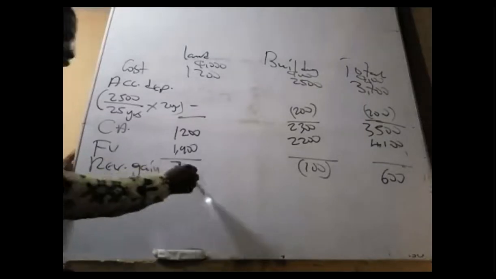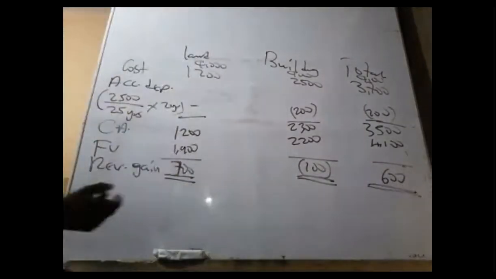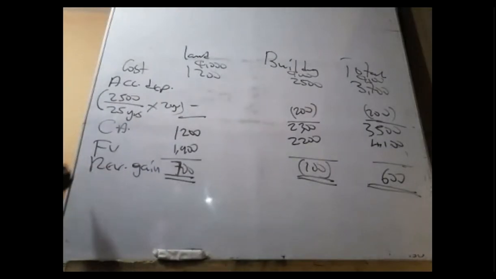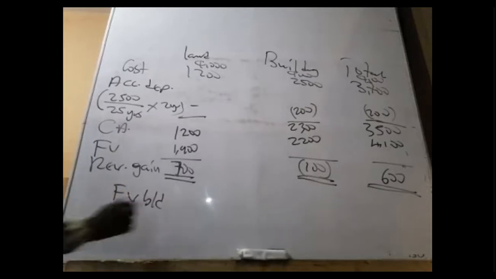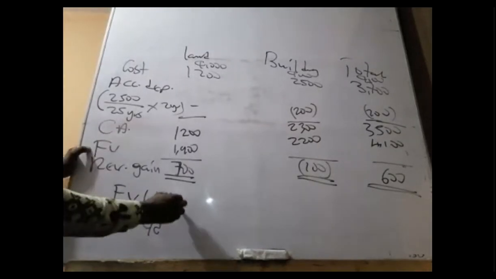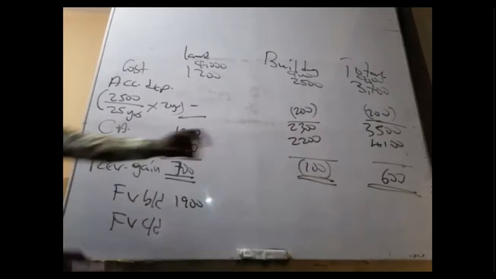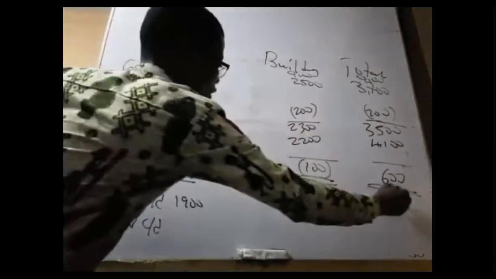So let's close the account. We've closed this account. Then this is at the beginning, at the end. So at the end of the year, what's the fair value at the beginning? So fair value brought down and fair value carried down. The brought down is the same as the old fair value, 1,009. The same as 2,200, giving us a total of 4,100.